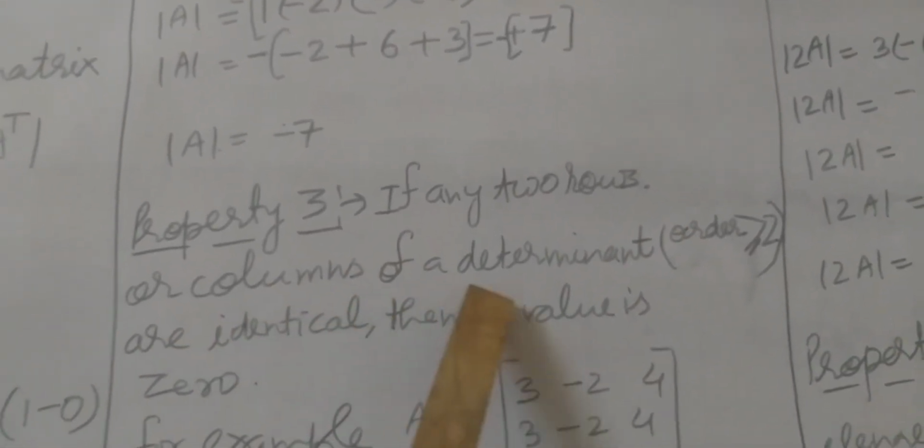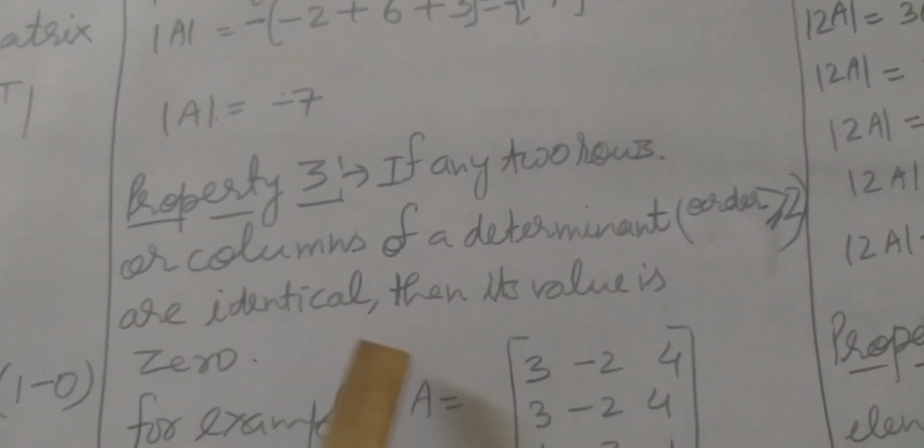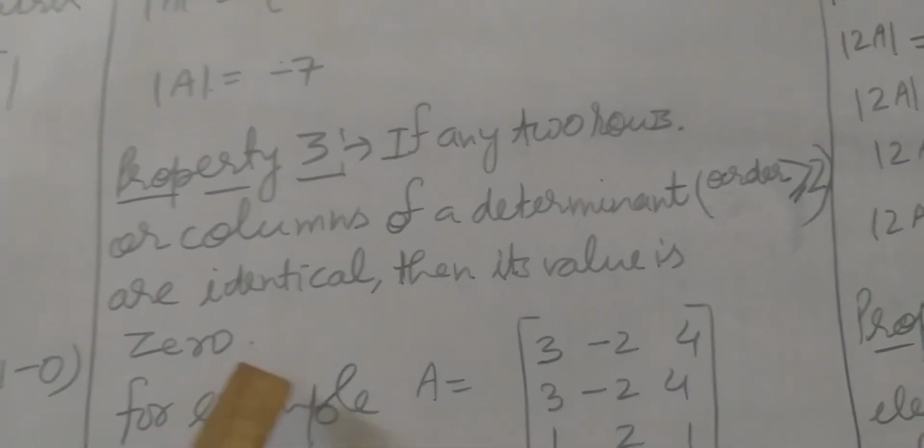If any two rows or columns of a determinant of order greater than or equal to 2 are identical, then its value is 0.